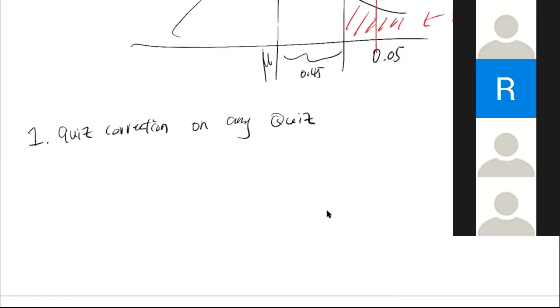Exactly when it's due, I still haven't figured out yet. I will probably make an announcement either today or tomorrow. The deadline will be sometime in RR week. At that time, I will also finish the grading for this quiz and next week's quiz, so you can choose out of the 13 quizzes which one you want to do as your quiz correction.